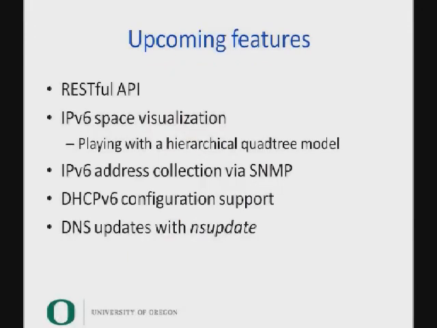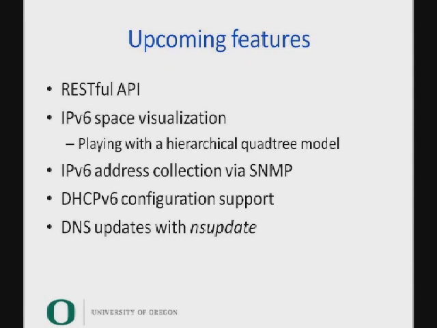and we're working on some features. First one is a RESTful API, so it makes it much easier to interact with the application from external programs. We're working on IPv6 address space visualization, and right now we're kind of playing with the idea of a hierarchical quad tree model. We'll see if that proves useful, but I'm kind of excited about that. I also need to add IPv6 address collection via SNMP. Right now the libraries don't support it, but it should be easy.